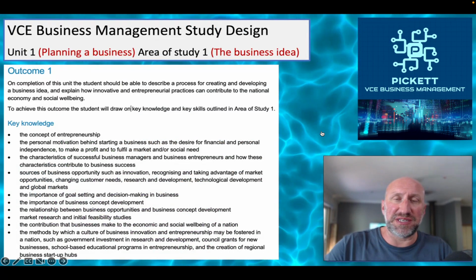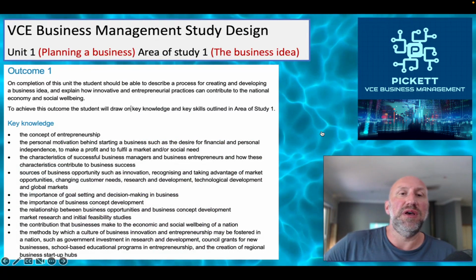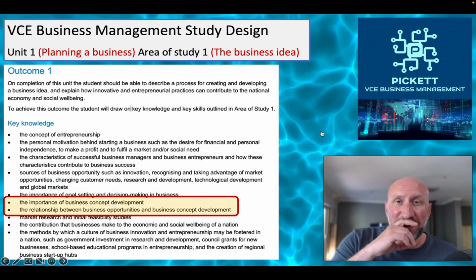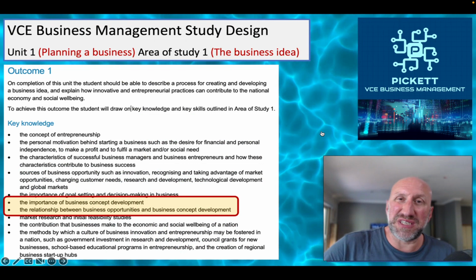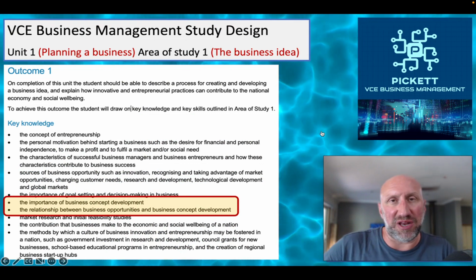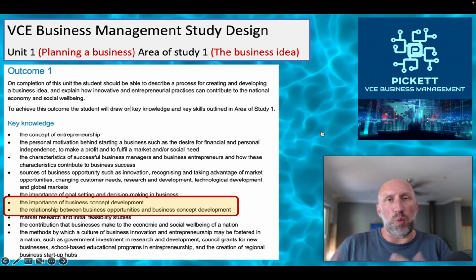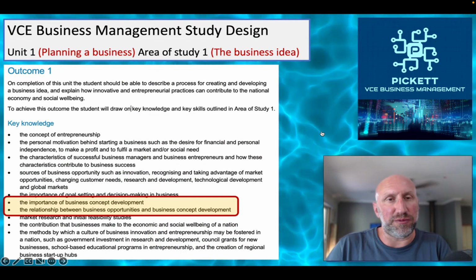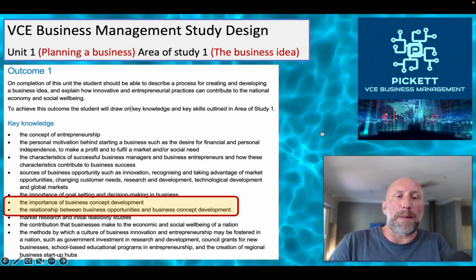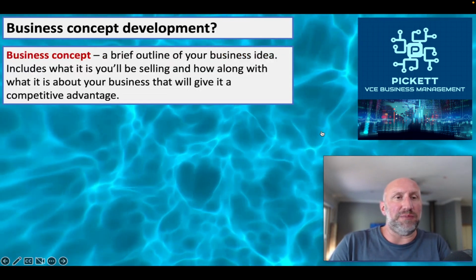So here is our snapshot of the study design for Outcome 1. You can see this is what this video is about, the 5th and 6th key knowledge dot points. If you look at those, it's all about business concept development. So we just treat them as one key knowledge dot point for intents and purposes. That is what we're going to be looking at here today, business concept development.